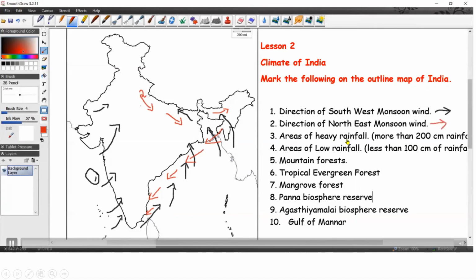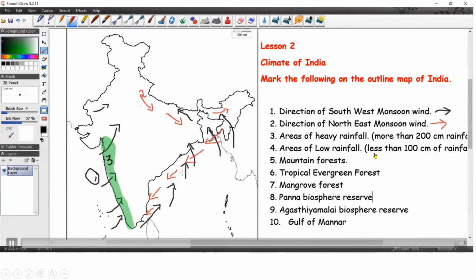Now we are going to mark the areas of heavy rain, the areas that receive more than 200 centimeters of annual rainfall. The west coast of India receives more than 200 centimeters of rainfall, and also here, the northeastern parts, Meghalaya, Mawsynram is here, and this area also gets more than 200 centimeters of rainfall, but it is enough if you mark only the west coast. This is question number 3.